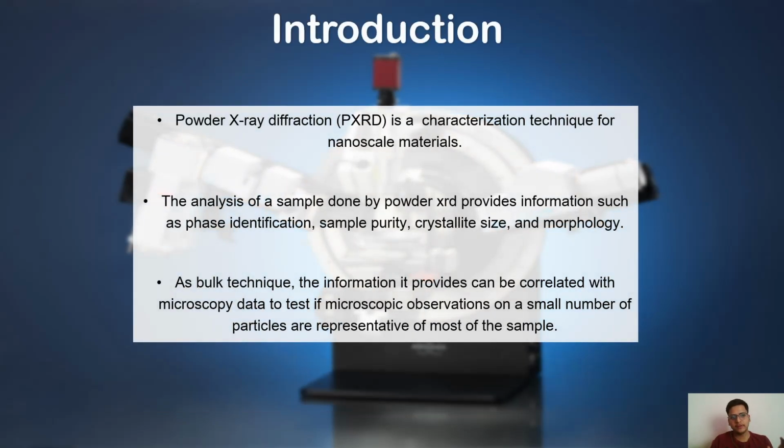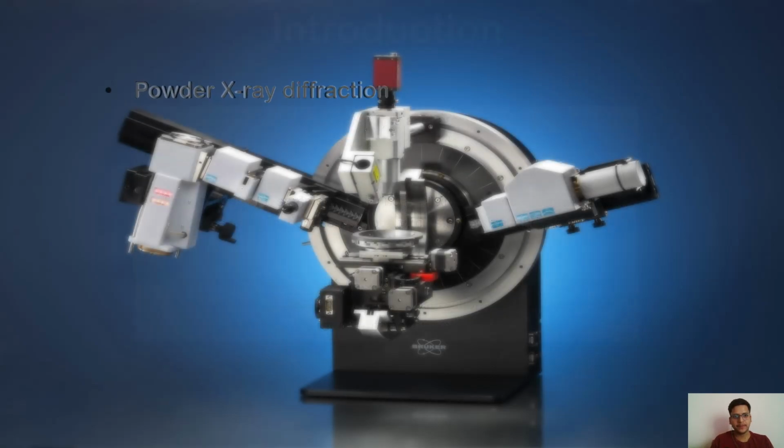PXRD full form is powder X-ray diffraction. It is a characterization technique which can be used for nanoscale materials. With PXRD, we can find out the phase identification, composition, crystallite size, and morphology. Since it is a bulk technique, the information that we get from here you can compare with some microscopy data to test whether a small number of particles are the correct representation of most of the sample.